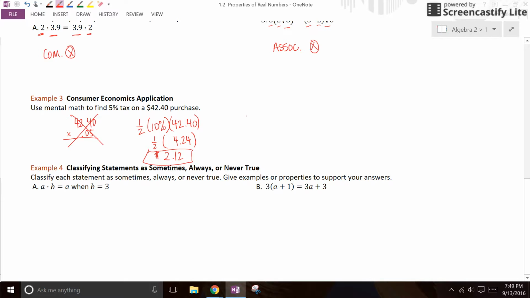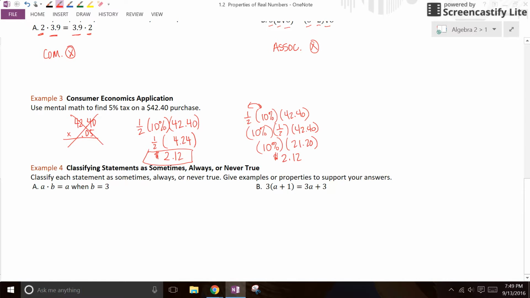Just out of curiosity, maybe you had half and you had the 10% and then you had 42.40. Maybe you wanted to use the commutative property and switch these two. So you had 10% of half of 42.40. And you'd be like, all right, what's half of 42.40? Half of that's 21.20, 10% of 21.20, and then you take 10% of that, you're like $2.12.